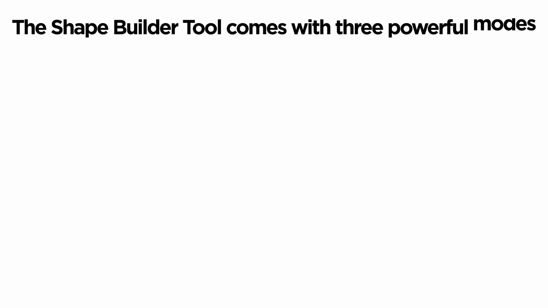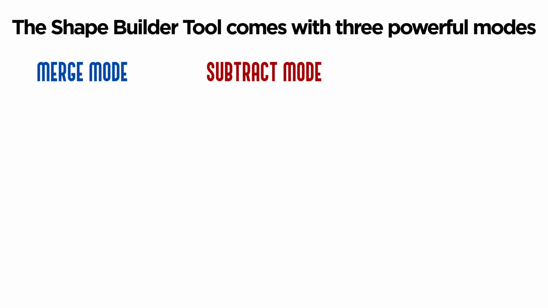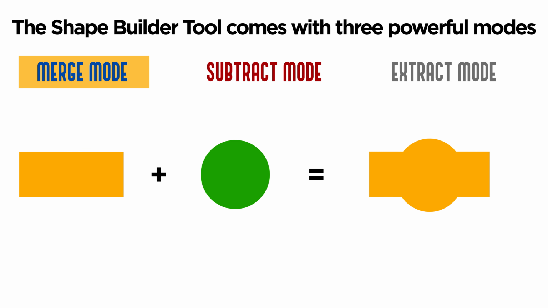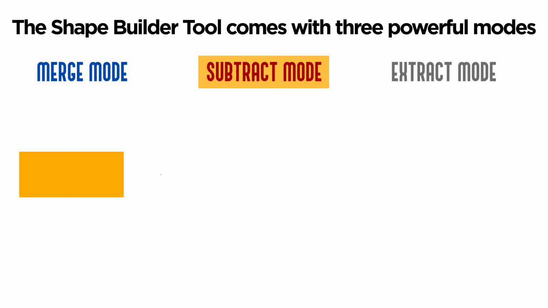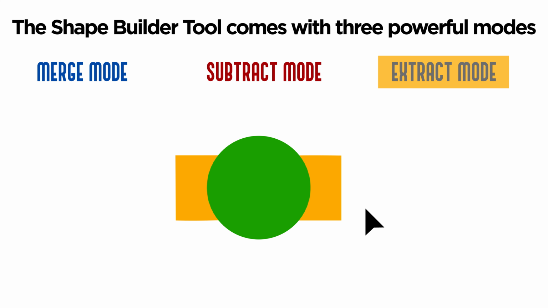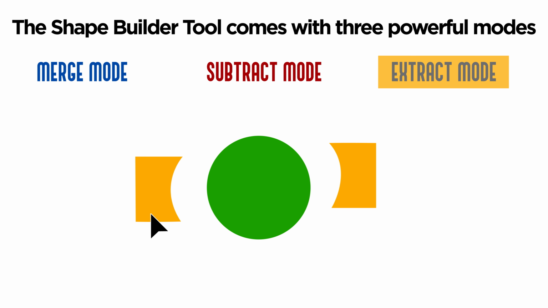Let's get started. The Shape Builder tool comes with three powerful modes: Merge mode, Subtract mode, and Extract mode. In Merge mode, we combine shapes to create a new shape. In Subtract mode, we remove unwanted parts of a shape to make a new design. And in Extract mode, we separate a specific part of the shape while the rest stays exactly where it is.